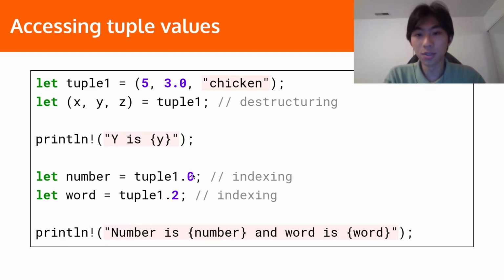The other way is to use indexing. Tuples are 0 indexed, so this tuple 1.0 would refer to the first element in the tuple, which is 5. Similarly, word gets assigned to chicken, which is the third element in the tuple.